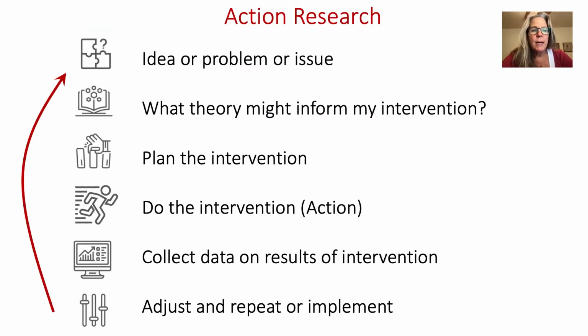So when we talked about action research, we went through these 6 steps where we had an idea. We thought what the theory might be that we'd be using. We planned the intervention, doing a complete DOE. We actually did the intervention. We collected data and then analyzed the results. And then we adjusted and repeated, or we implemented and then found the next thing we were going to be doing.